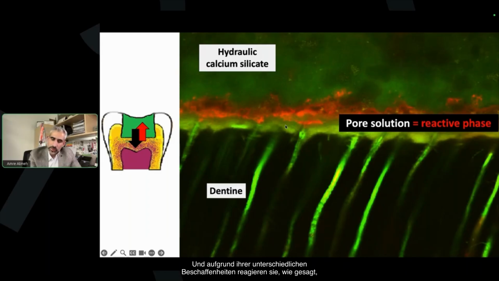And this includes the fluid transfer mediated by the porous solution. So the ion-rich solution produced by the cement will leach out to be transferred into the dentine. Now, what kind of interaction happens there?